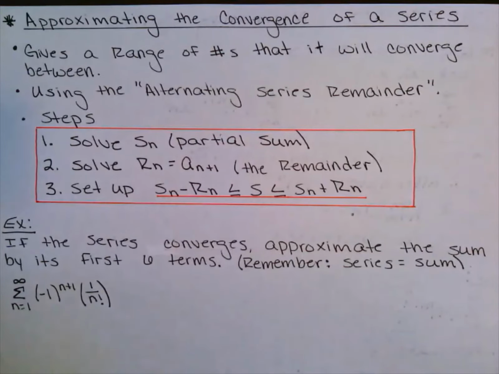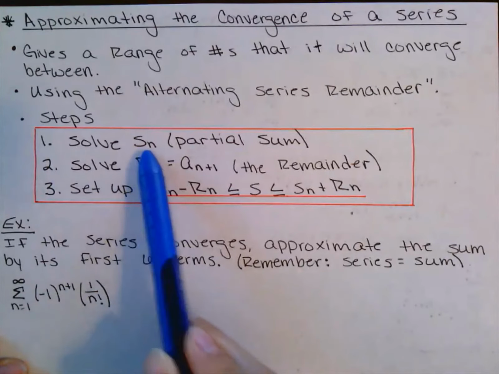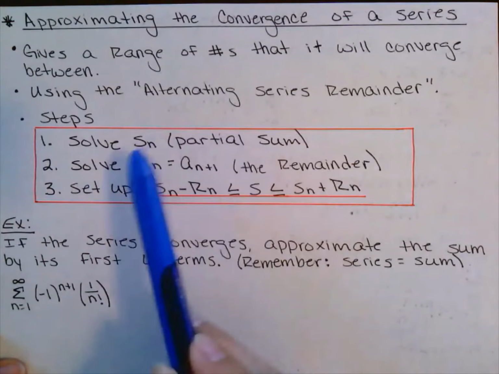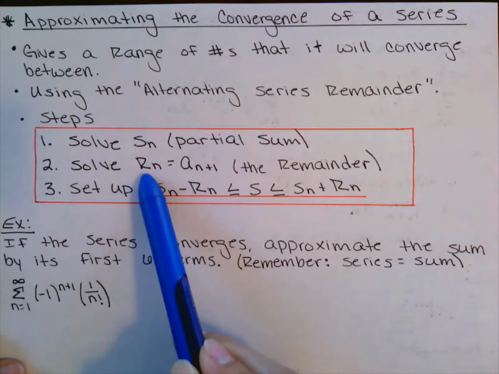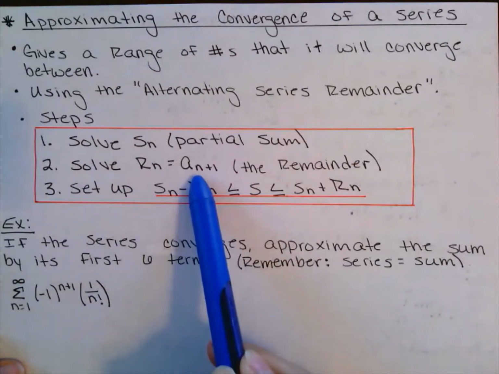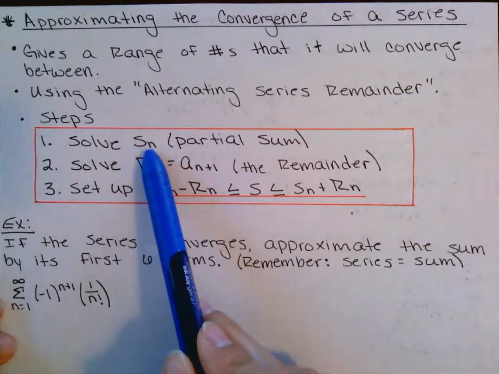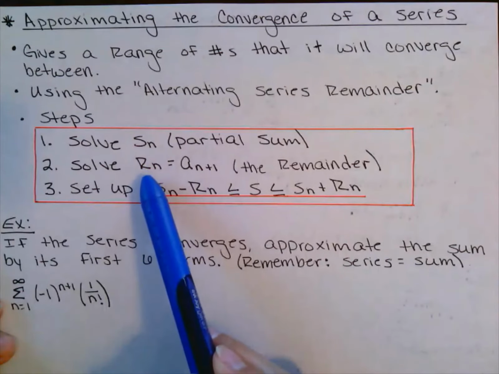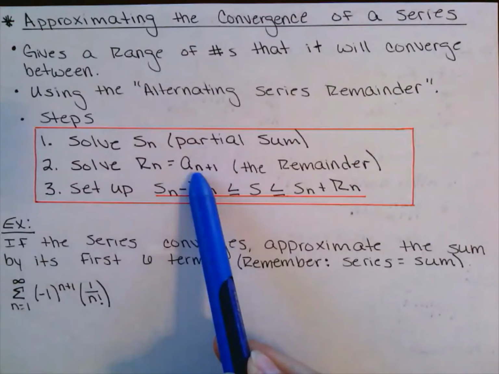So here are the 3 steps that we're going to do, okay? First, we're going to solve for the partial sum, okay? Then we're going to solve for what's called the remainder. The remainder is found by finding the following term. So for example, if they want us to use 6 terms, we'd find the 6th partial sum, and then we'll find 6 plus 1, the 7th term, the one following after.